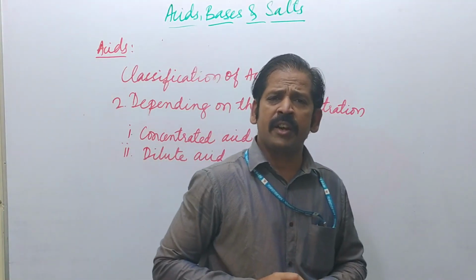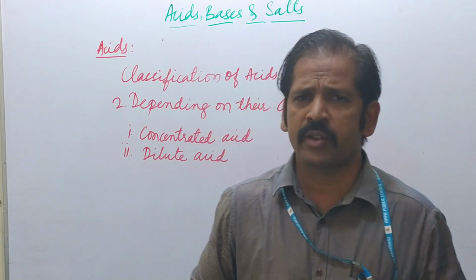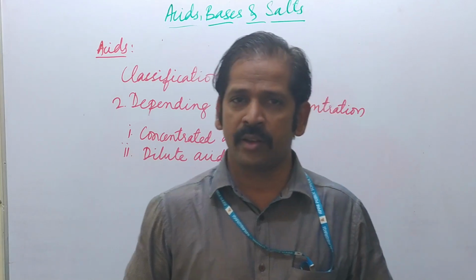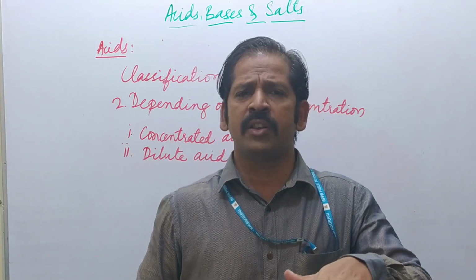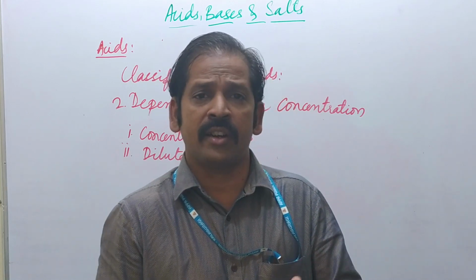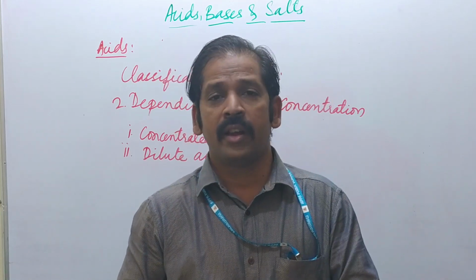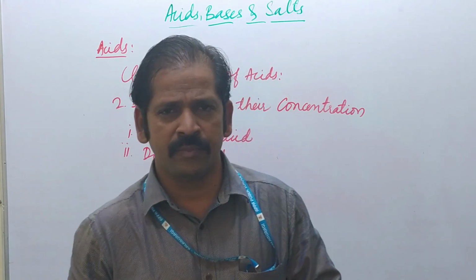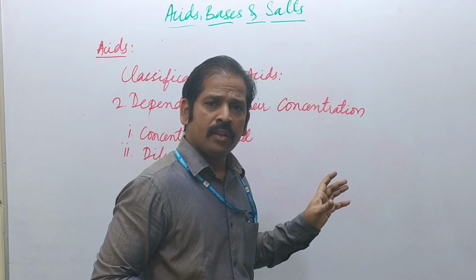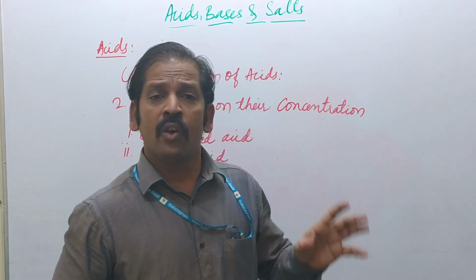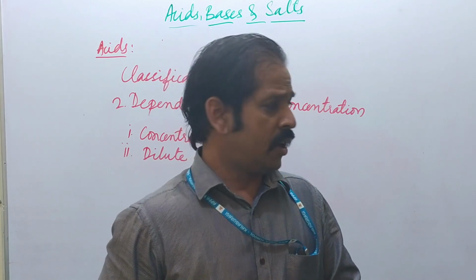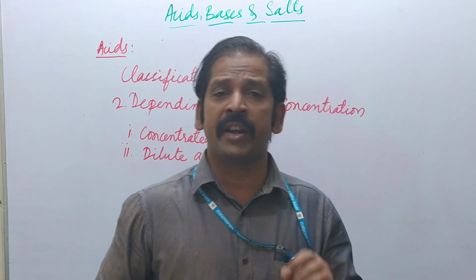What is a concentrated acid? What is a dilute acid? Actually, every chemical can be concentrated and every chemical can be diluted. Usually, all chemicals, when they are available directly, are considered concentrated. When we add water to it, it is called diluted. Very simple. What is concentrated? The acid which has no water or a small quantity of water is considered a concentrated acid.